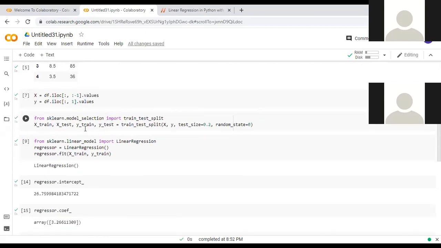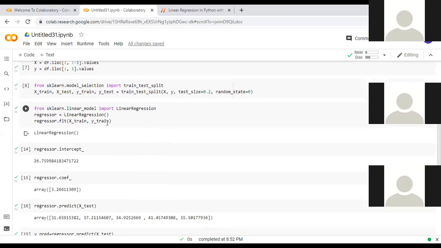Then for modeling, the regression model. As far as I remember, the last class ended with the modeling of linear regression. After modeling of linear regression, I am fitting the regression model. When I want to fit that linear regression model, I have to use model.fit. Here the model name is the regressor. Regressor is basically the model.